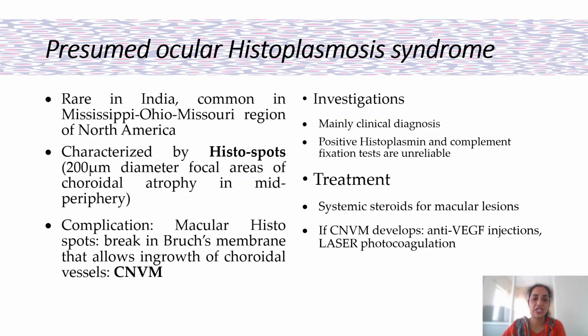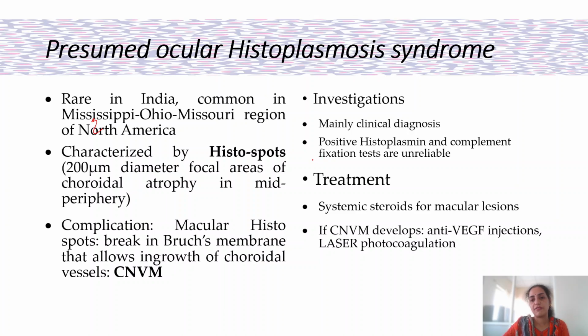These are called macular histospots, and since there is a lot of atrophy, there can be a break in the Bruch's membrane, letting in the ingrowth of choroidal vessels, which is known as choroidal neovascular membrane, which can hamper the visual acuity. It does not require any investigations. Mainly it's a clinical diagnosis. A positive histoplasmin and complement fixation tests can be used, but they are still very unreliable.